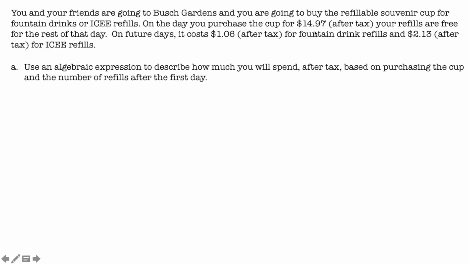So the first thing you need to look at is that $14.97. That is the charge for the cup. So you're automatically going to be charged that. Doesn't matter how many actual drinks you drink. Next, you're going to be charged $1.06 per fountain drink. So we're going to use F to represent the number of fountain drinks you drink, and for each one of those they're going to cost $1.06, so that's multiplying with the F. And then the last kind of drink you can get is the icy, and that's $2.13, and we're going to use I to represent that, so every icy would be $2.13. So that is the expression that we're going to use to answer A, B, C, and D.